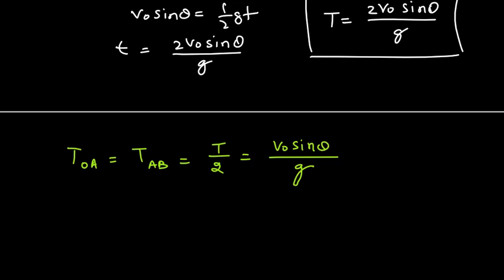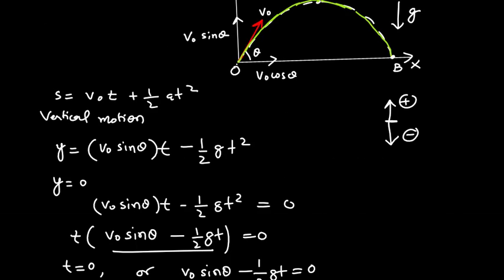Now let's work out and find out the maximum height attained, or we can call it as h. This is the maximum height attained. By the way, in this diagram, this is the height attained.